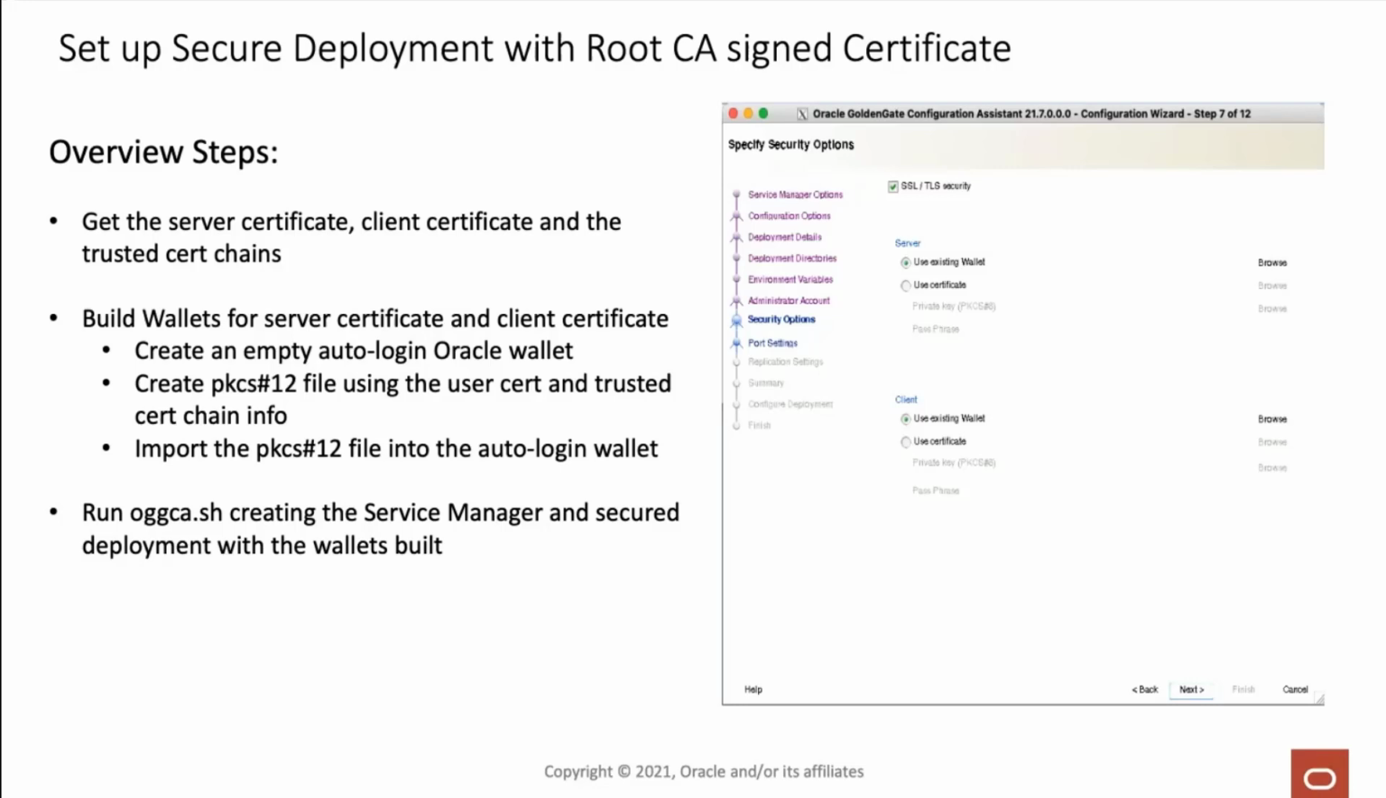To convert that into the Oracle wallet, you need to follow the 3 steps I listed here, which is first to create an empty auto login Oracle wallet. And then you have to create the PKCS12 file by using all these certificates, the PEM files you have. And then once you get the PKCS12 file, you can import this PKCS12 format file into the Oracle auto login wallet. And then you can use that in the OGGCA to set up the secure deployment.